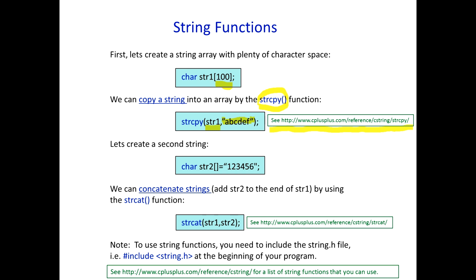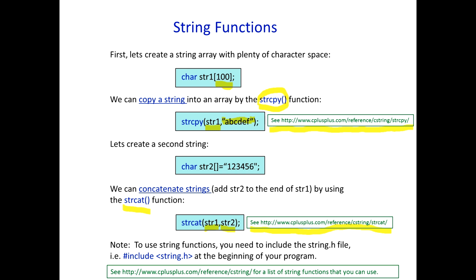And now we want to concatenate those two strings, or append string2 to the end of string1, by using the string cat function, and that stands for concatenation. So here we just say string cat, the destination string is first. The string we want added to the first string is the second argument. And again, you can look it up on the web in the reference for that function.